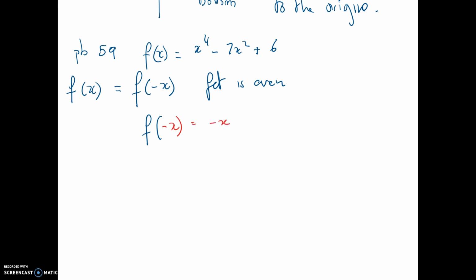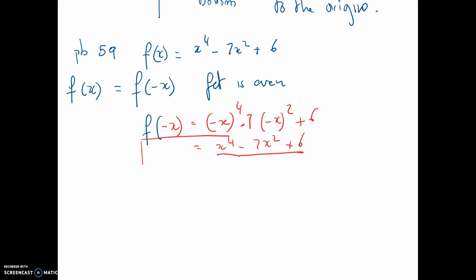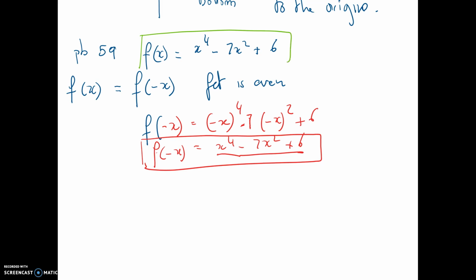Now I get negative x to the fourth minus 7 times negative x squared plus 6. Because of the even exponent, I end up with x to the fourth minus 7x squared plus 6. And I realize that f of negative x is exactly the same as f of x. In that case, f of x equals f of negative x, and that means your function is even.